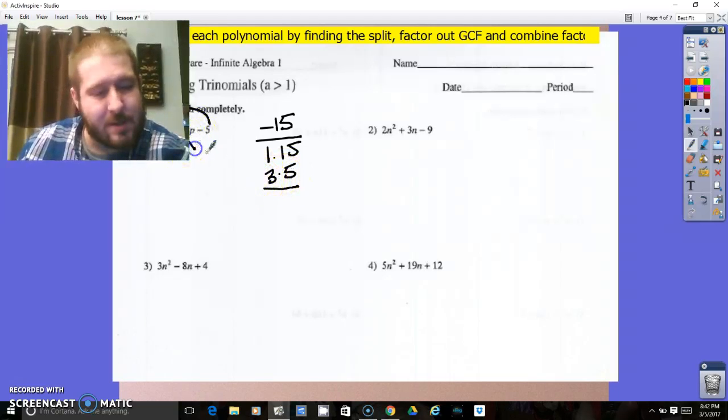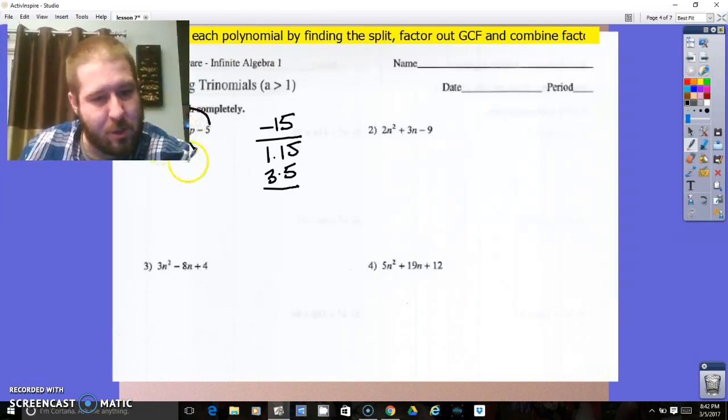So what we're going to do is split the B term. We're going to split negative 2p into 3p minus 5p, because 3p minus 5p is negative 2p.